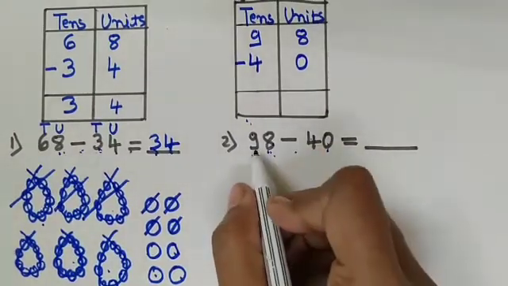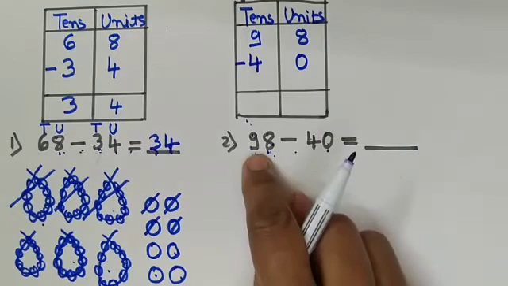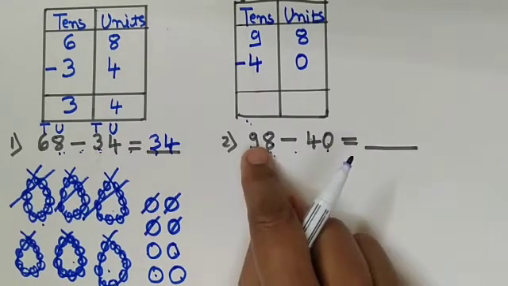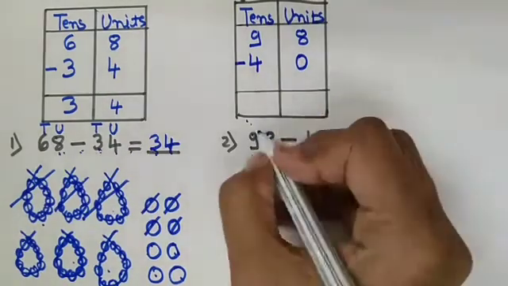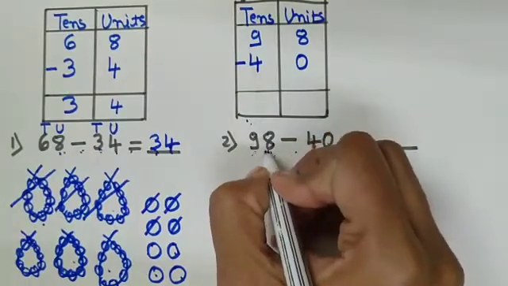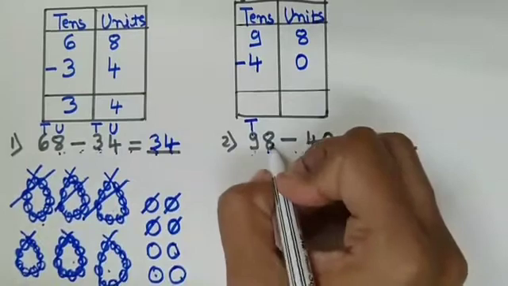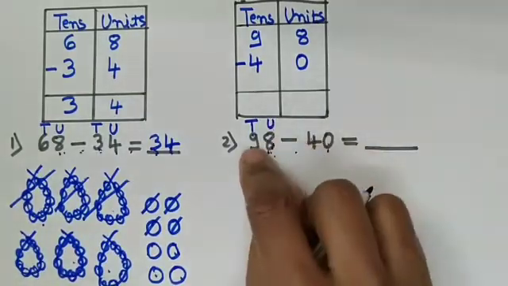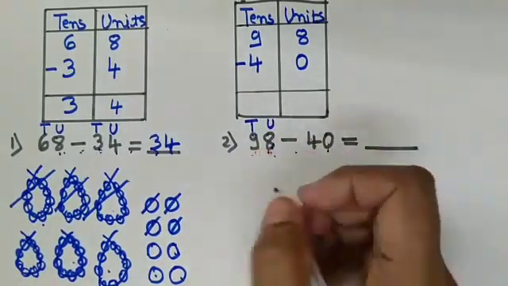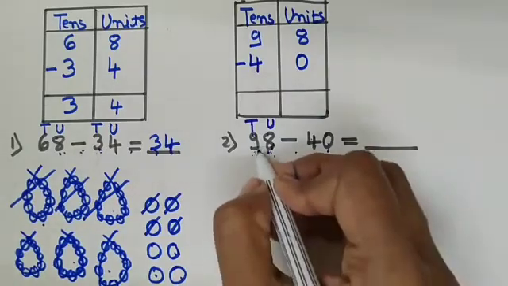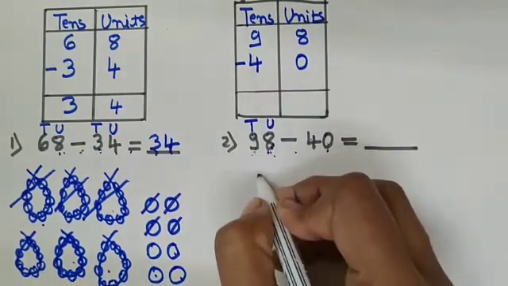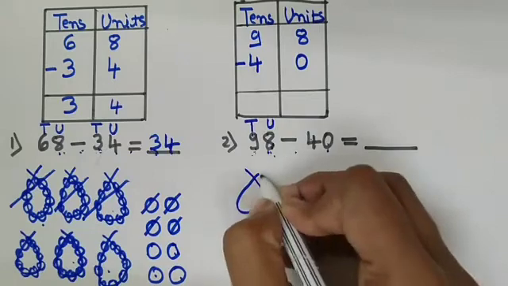For that we have to draw the tens and units of the bigger number. Here the bigger number is 98. In 98 we have 9 tens and 8 units, meaning 90 plus 8, that is 98. So we have to draw 9 tens first.